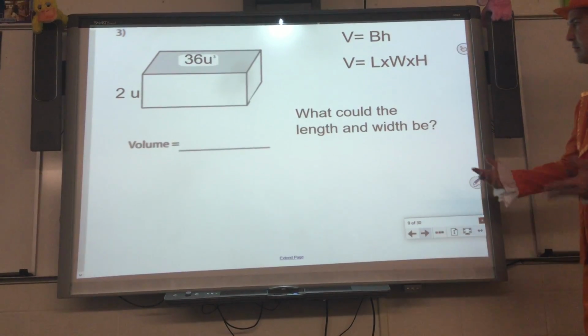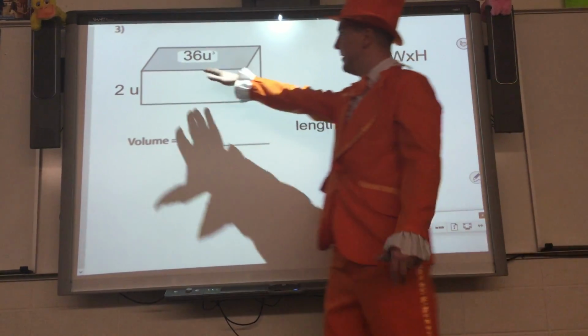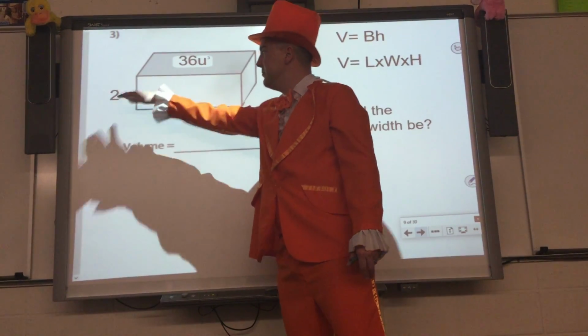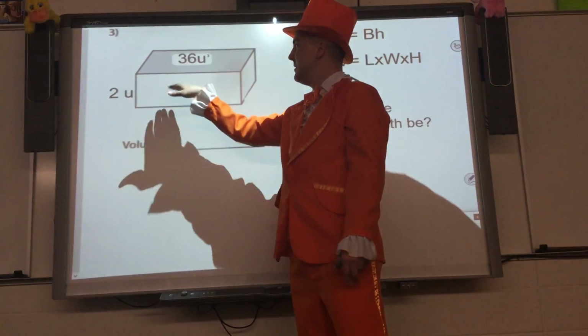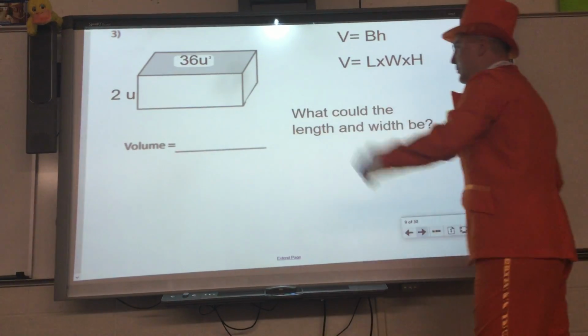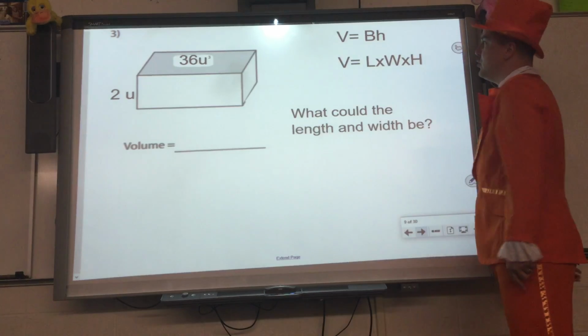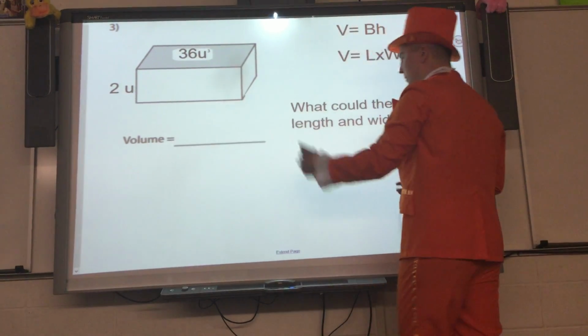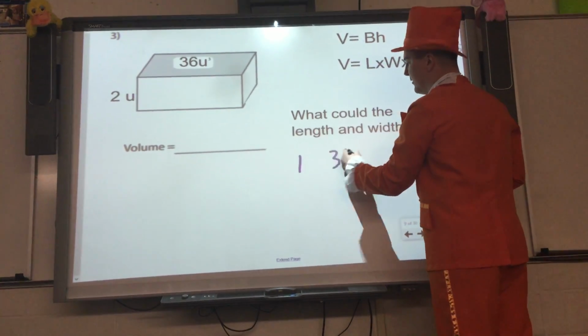Okay? This one, they give you the area again, 36. How many layers of it? 2. There's 36 and there's 2 layers of 36. I can multiply those out. We have to think, what two numbers could we use to find the area? Well, 36, what can you multiply to get 36? Well, 1 and 36 could work.